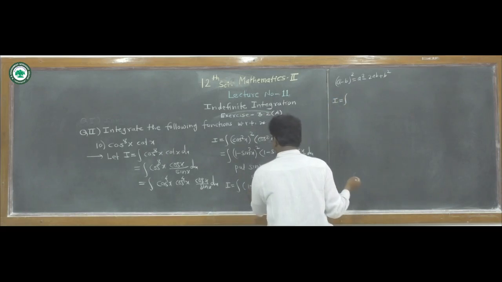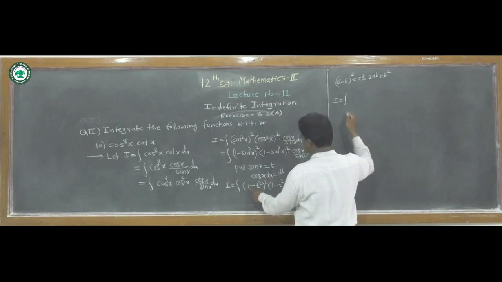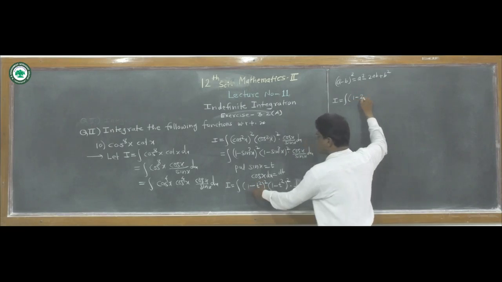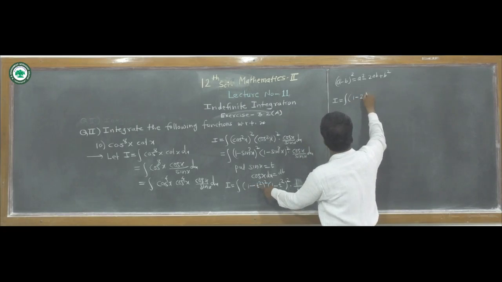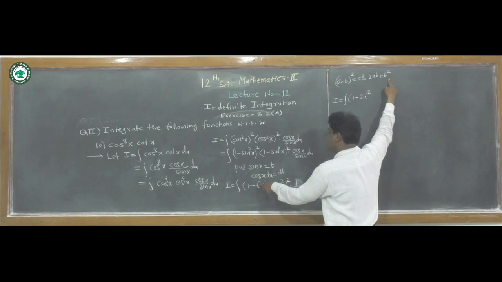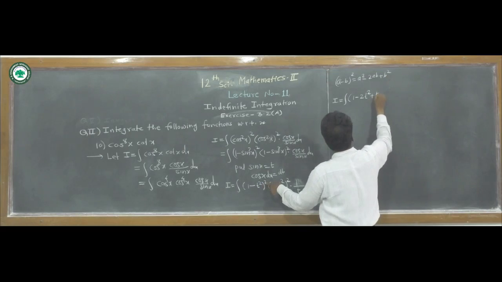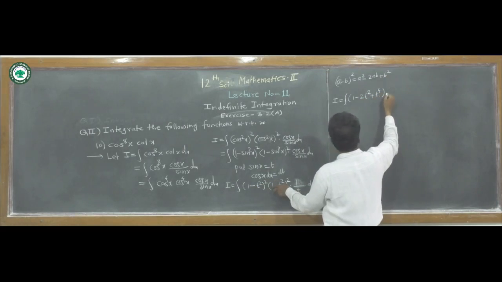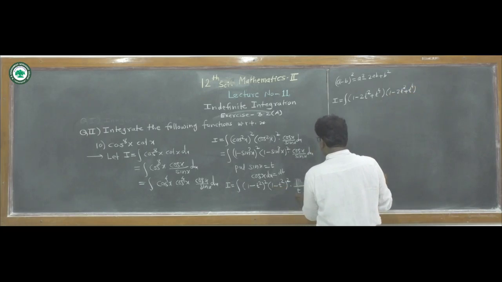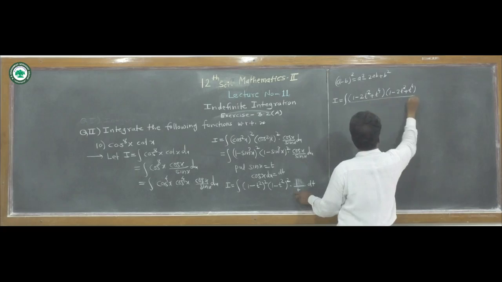integration of 1 minus t square. So a square, that is 1 square, minus twice into a into b, that is twice into 1 into t square, twice t square, and plus b square, so plus t square to the square, that is t to the power 4. And now again write this bracket, because same bracket, so it is again 1 minus twice t square plus t to the power 4, and this multiplied by 1 upon t, dt.